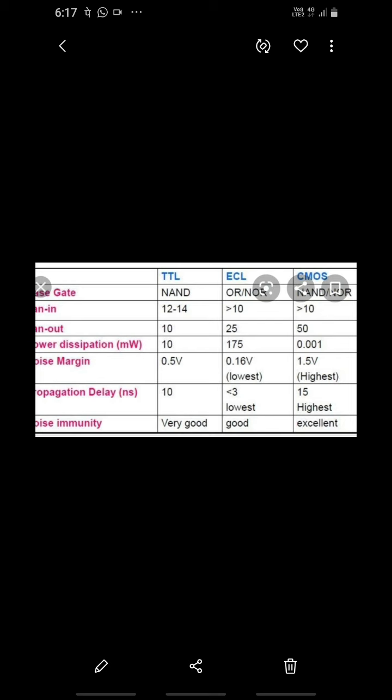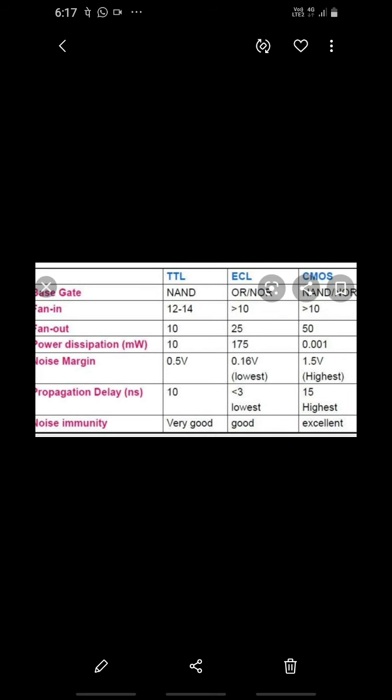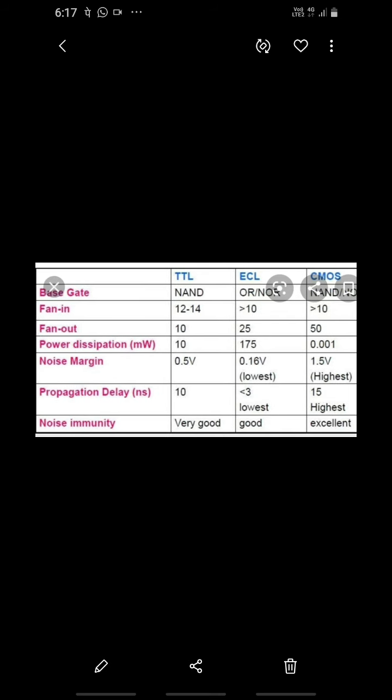So this is about the different logic families, comparisons, and the circuit diagram of the CMOS NAND gate, and classifications of different logic families.